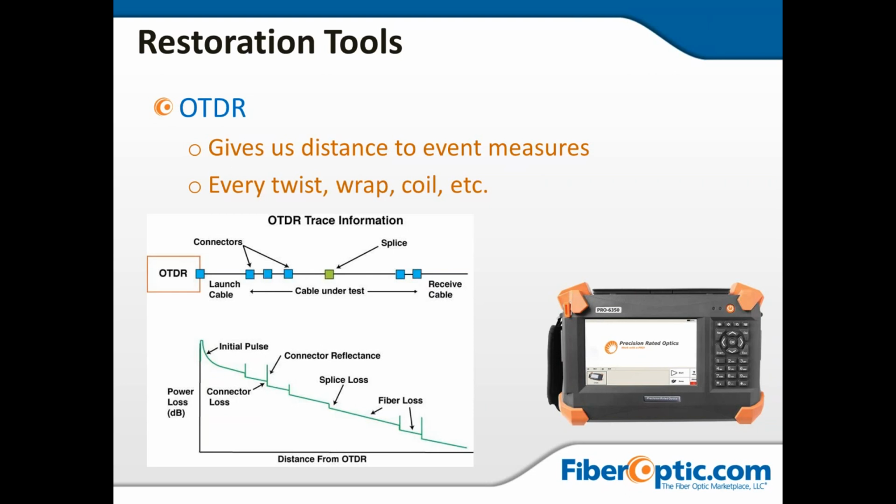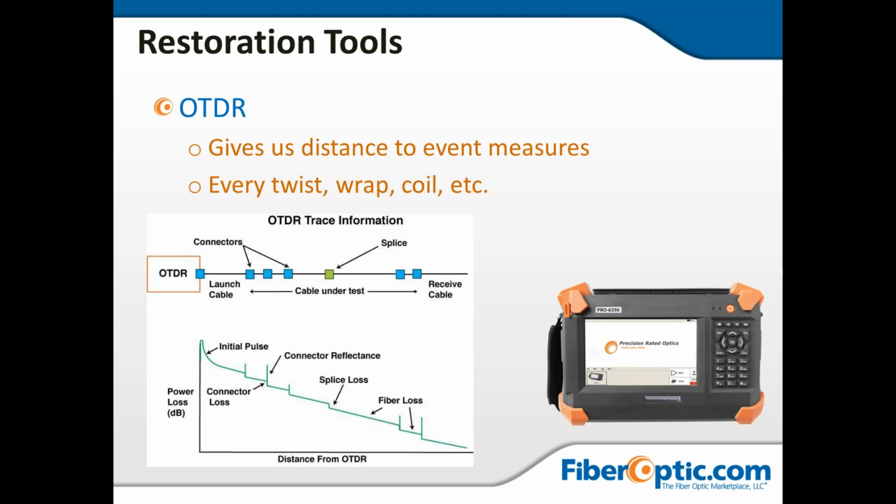Anytime you have a change in medium, which is glass hitting air because there's an air gap at a connector, then transitioning back over to glass again, any of those reflections, anytime there's a medium change, you get a reflection, and that's what that spike is that's occurring in the OTDR trace.